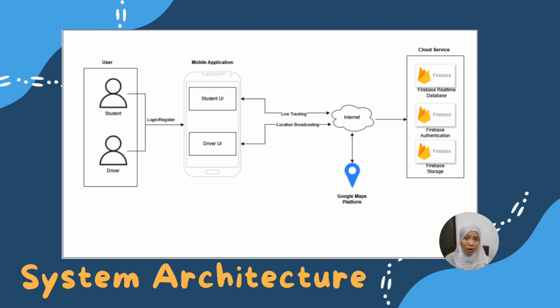There are two types of users in the system, which are student and driver, where both users access the system through the same mobile application, but are directed to different interfaces based on their user role. And for your information, the mobile application communicates with cloud services through the internet, and Firebase Authentication is used to manage secure user login and role-based access control.